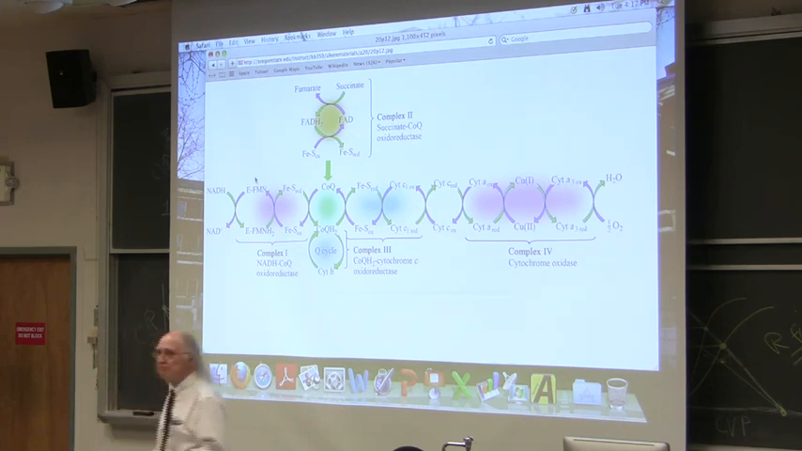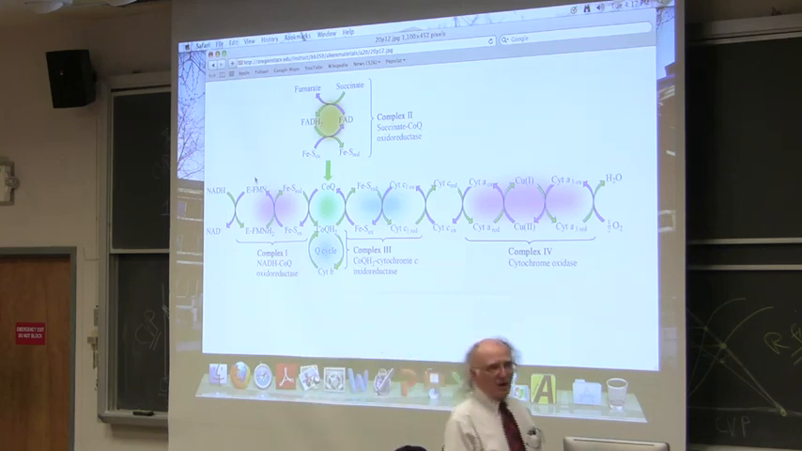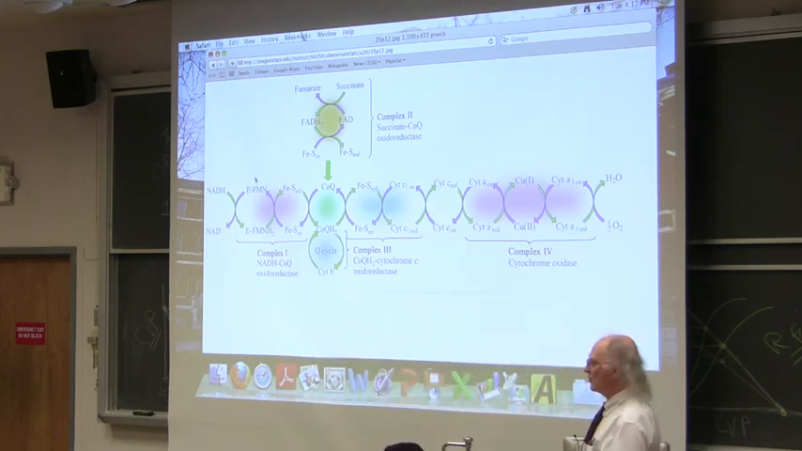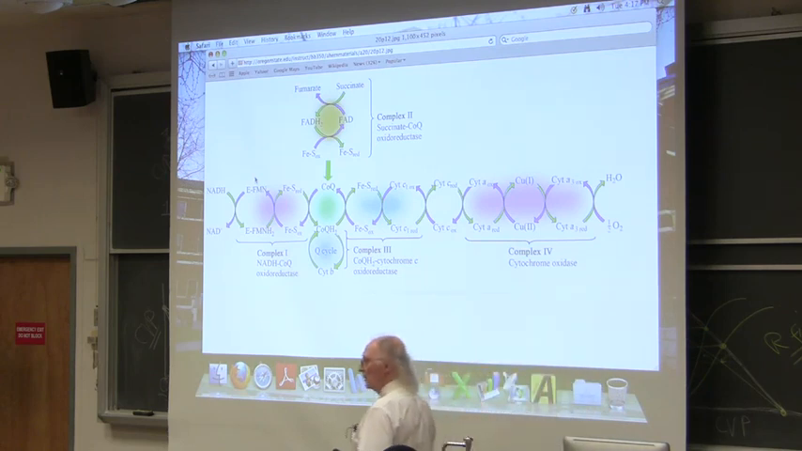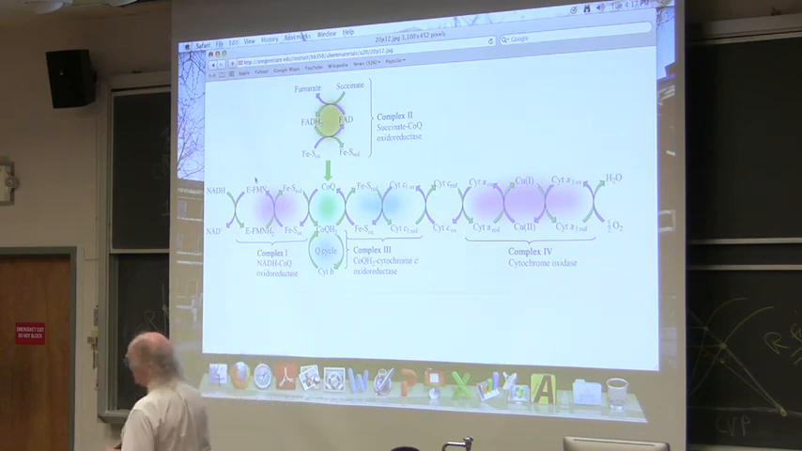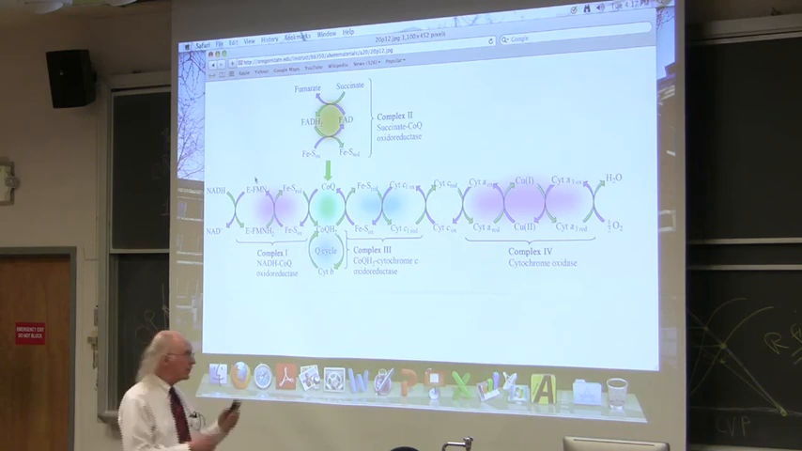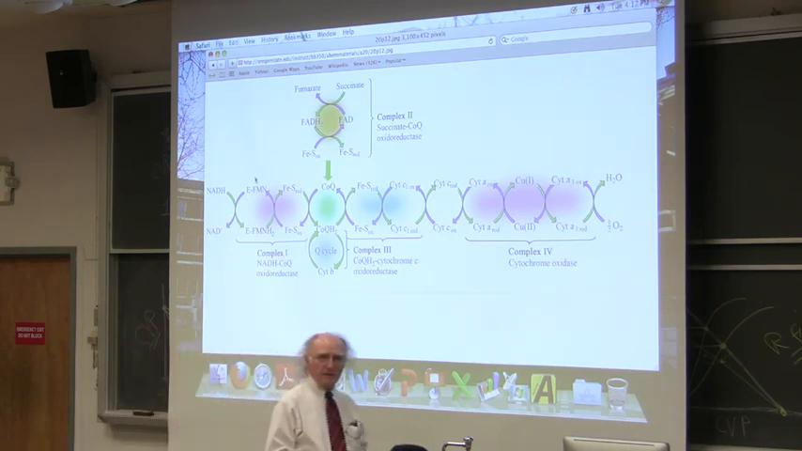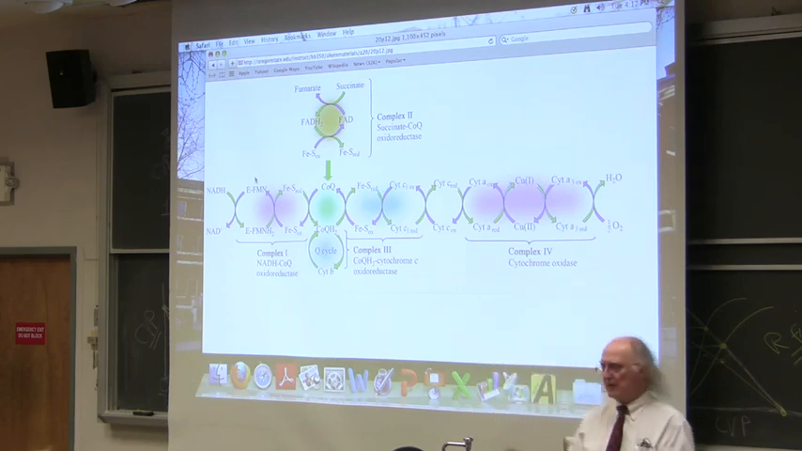So electrons go from coenzyme Q to complex 3. They go from complex 3 to cytochrome C. And from cytochrome C, they go to complex 4. From complex 4, they go to oxygen, and they make water. That's the electron transport system. Now, there's a little bit more to it than that, but that's the order of events in which the electrons move through the cells.